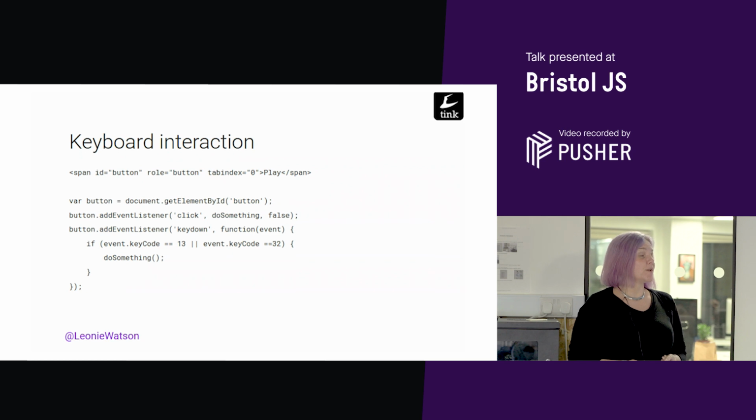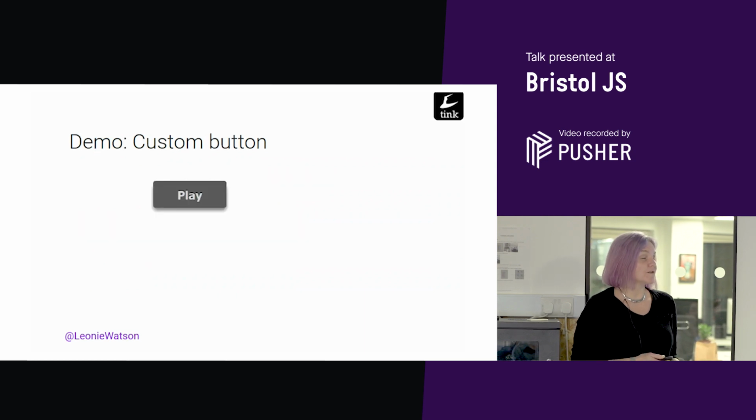We then need to put in the interaction. The mouse interaction is often the obvious step, but we also need to make it function for keyboard users too. So we listen out for the key codes 13 and 32 because buttons are expected to respond to either the enter key or the space key. And then we just attach that into the expected functionality. And what happens when we do all this is we get something that looks remarkably like our original button.